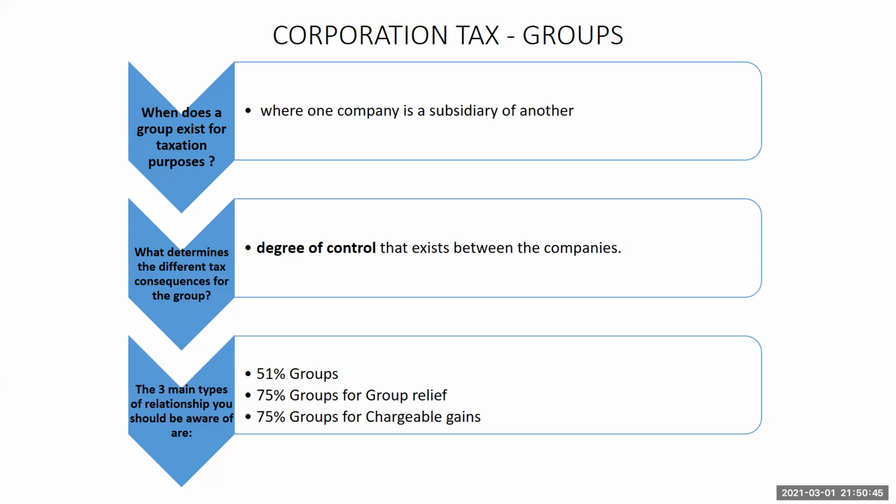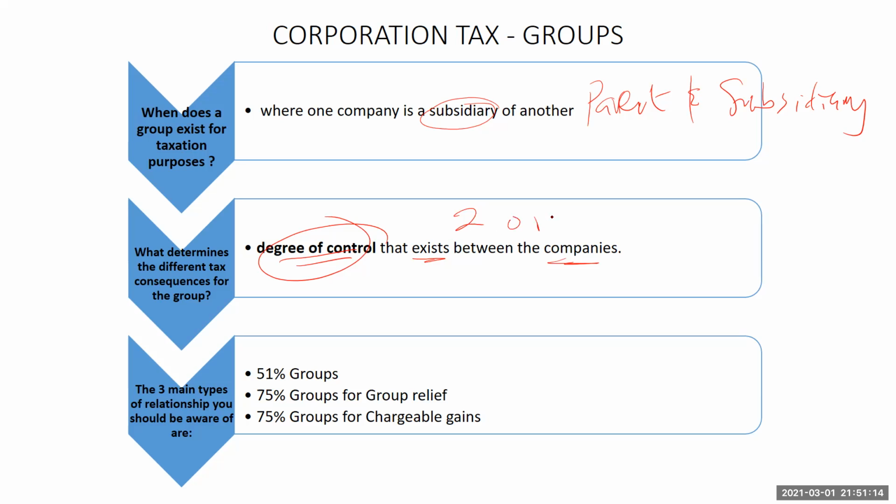Now, the question is, when does a group exist for taxation purposes? The key thing is when we have a parent and a subsidiary relationship operating. The degree of control is very key. We're looking at how one controls the other. It could exist between two or more companies, and this control could exist either directly or indirectly. So we're looking at two ends, one directly and the other indirectly.